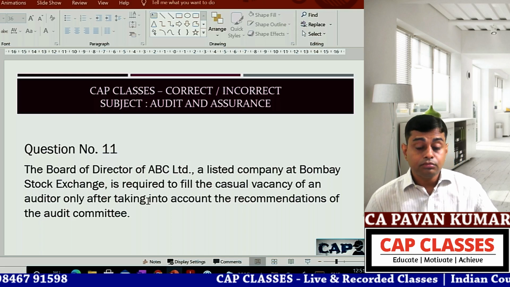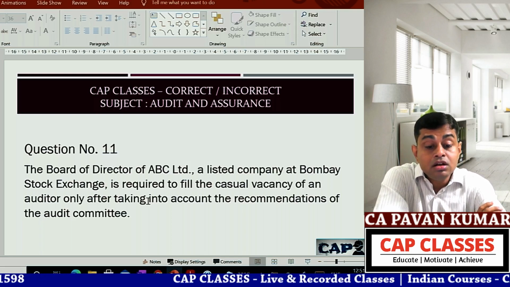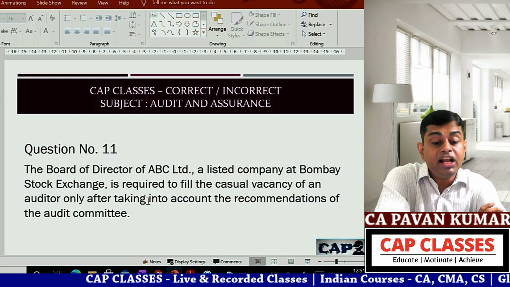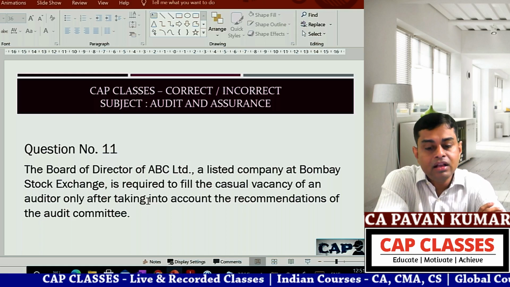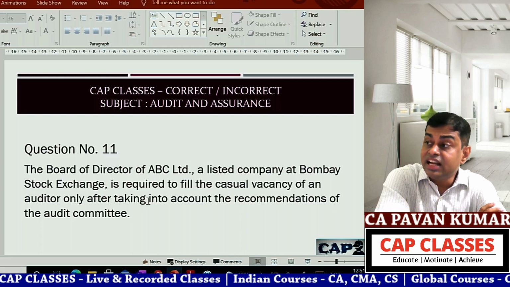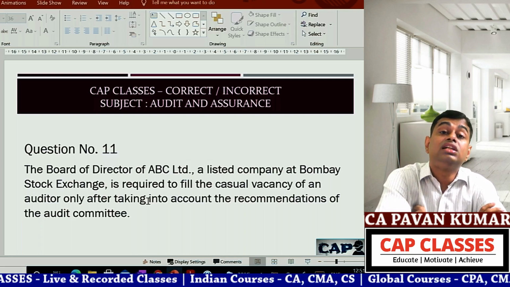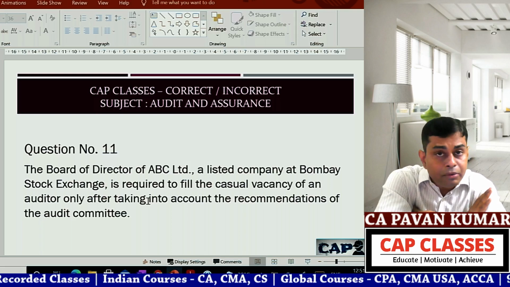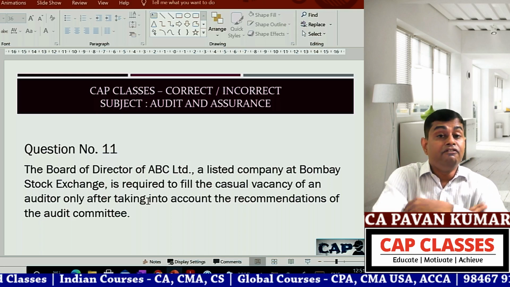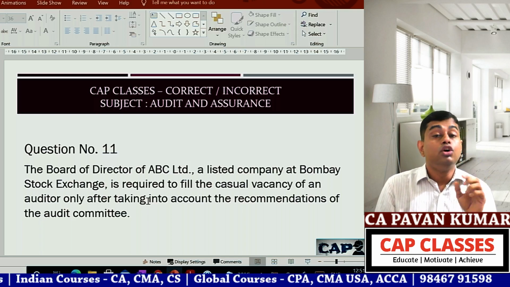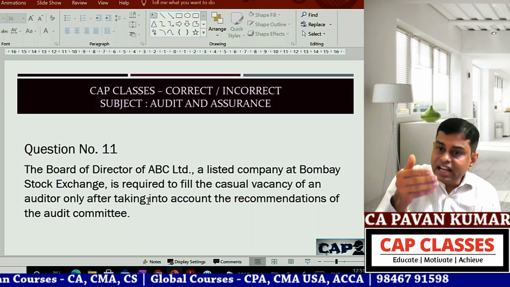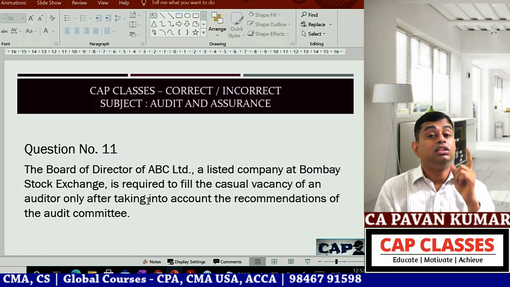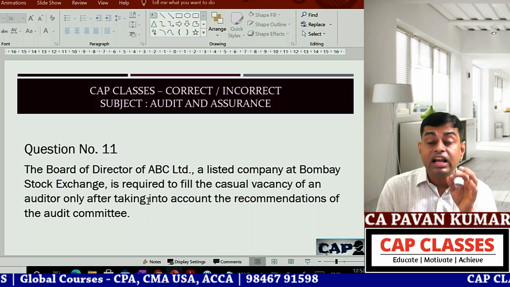The board of directors of ABC Limited, a listed company at BSE, is required to fill casual vacancy of an auditor only after taking into account the recommendations of audit committee. So tell me one thing, if it is a listed company, is it necessary to have an audit committee? The answer is yes, 100% yes. Section 177. All listed companies must have an audit committee, no doubt about it. Point number 2. Whenever you have an audit committee, you should consult the audit committee, take the recommendations and inputs of the audit committee to appoint your company auditor. This rule is applicable even if it is a casual vacancy.